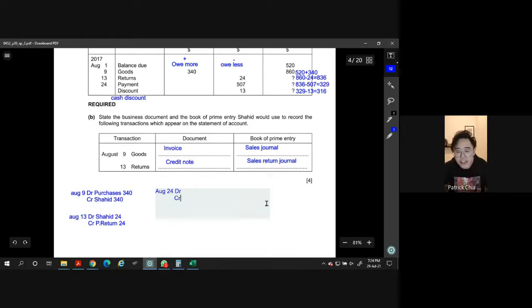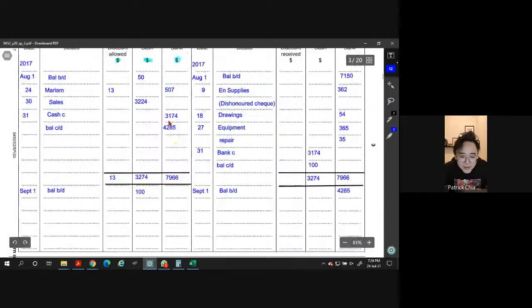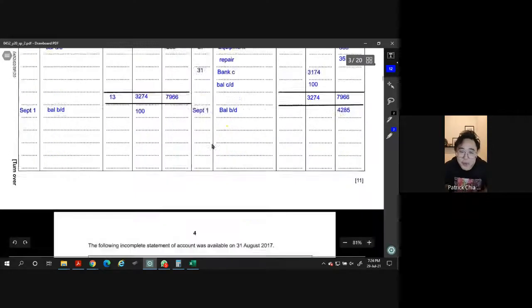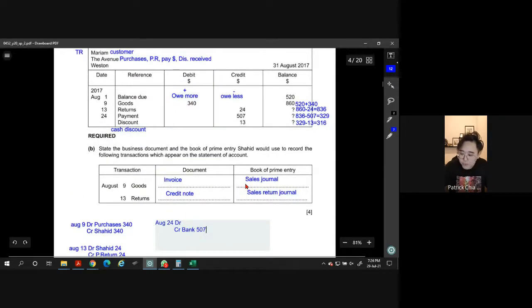So for August 24 now, this part was related to the top part there. See, there's a Mariam on the 24th, and then there's a 507 under bank, right? So discount allowed, right? Right now we are Mariam. If we are Mariam, are we getting money or are we paying money? We pay. So we CR bank. How much did we pay? We pay 507. Then what do we debit? Debit Shahid. Then same thing on August 24 also.